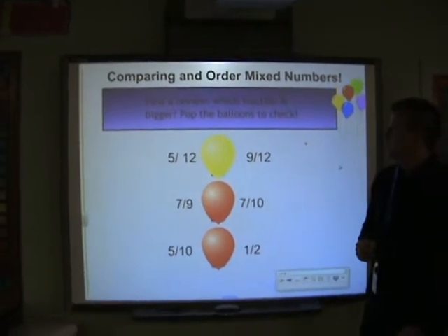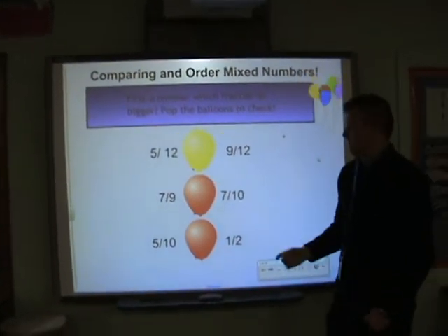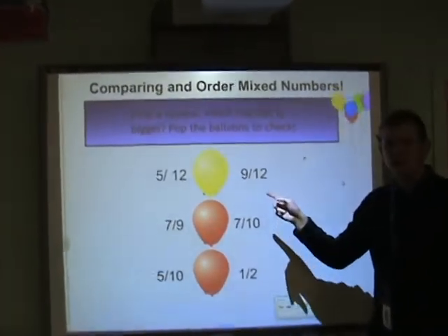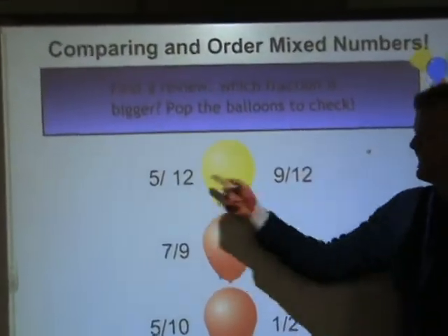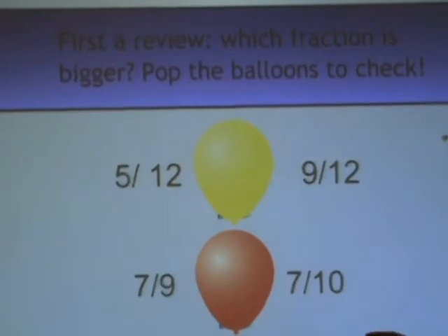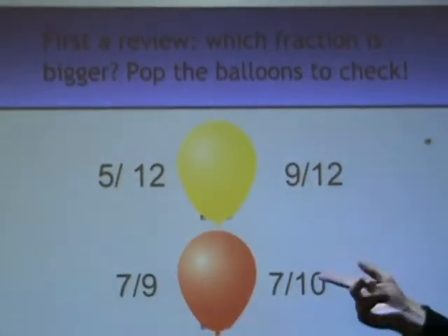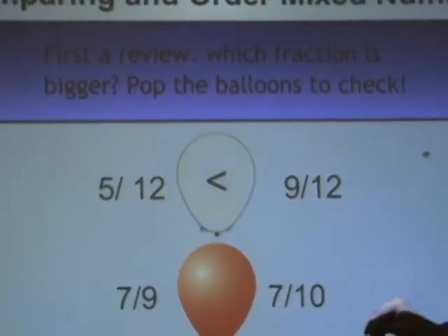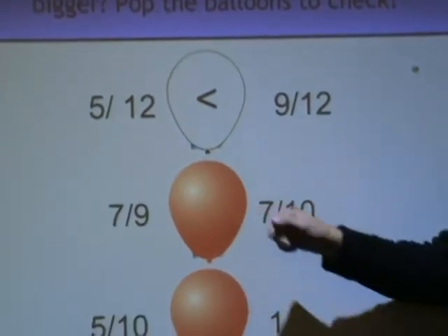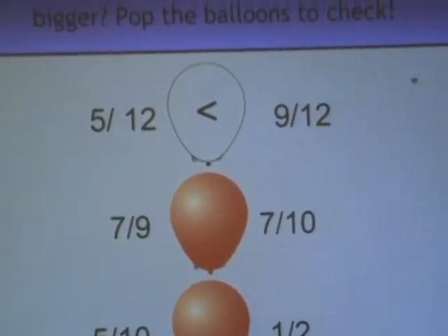Real quick, let's do a quick review. Which fraction is bigger, 5/12 or 9/12? Well, we know if the denominator is the same, all we have to look at is the numerator. 5 or 9, which one is bigger? Well, boom! 9/12 is bigger, all right? It's larger, it's greater than, all right?